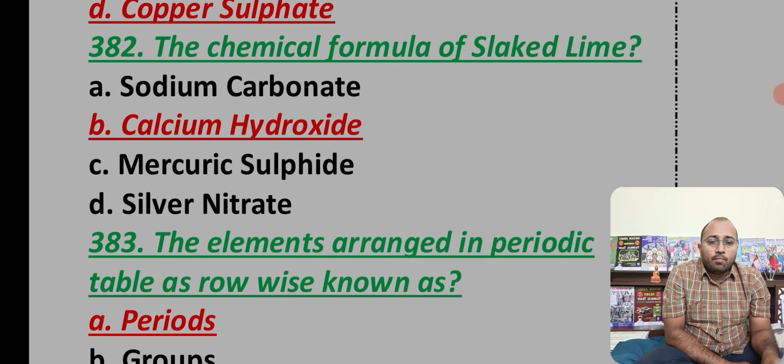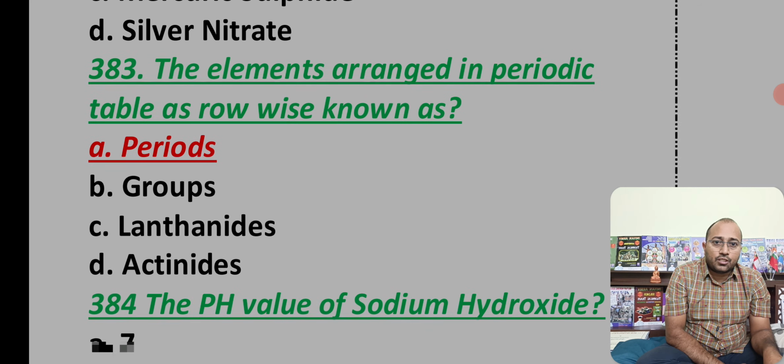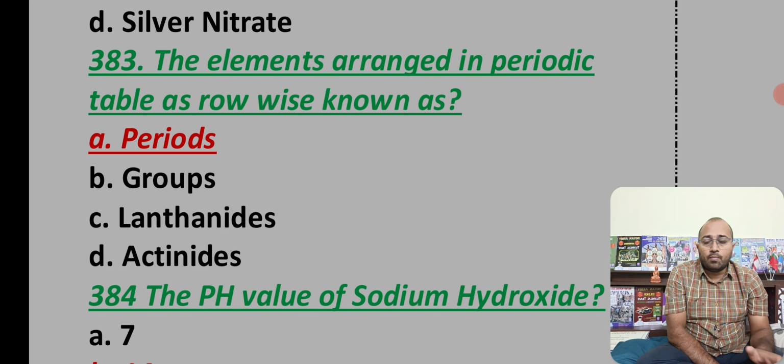The chemical formula of slaked lime, which is known as calcium hydroxide. And you know about sodium carbonate, Na2CO3, and there is one more, NaHCO3, sodium bicarbonate, which is used as baking soda. Here the sodium carbonate is washing soda. When it comes to caustic soda, NaOH. So this is one thing you should know. Silver nitrate, AgNO3, mercuric sulfide, HgS. So all these chemical formulas are very important.